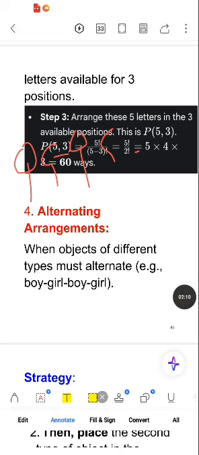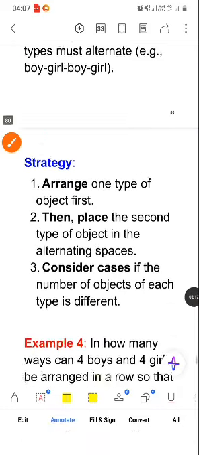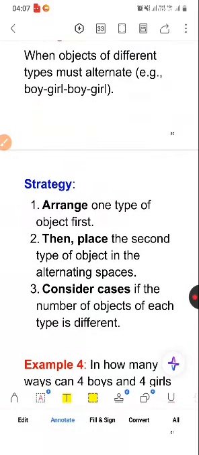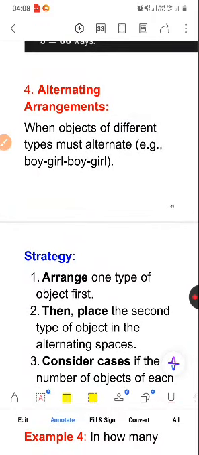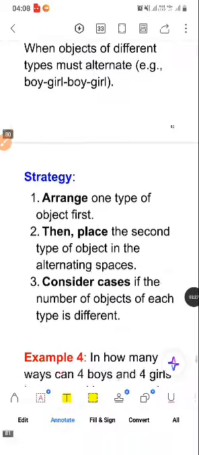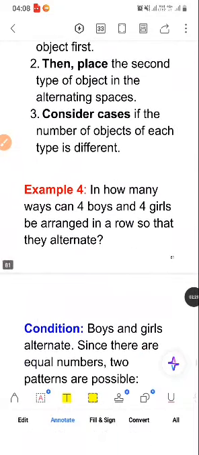First of all, whenever you have a question where objects are of different types or they alternate, the strategy is to arrange one type of object first. Let's take a question to illustrate it. In how many ways can 4 boys and 4 girls be arranged in a row so that they alternate?